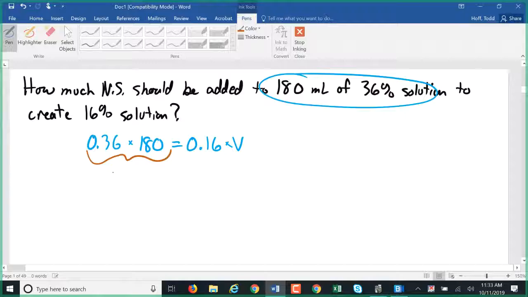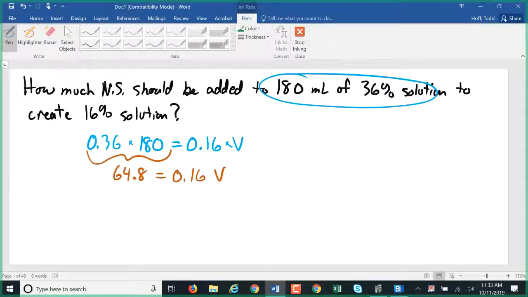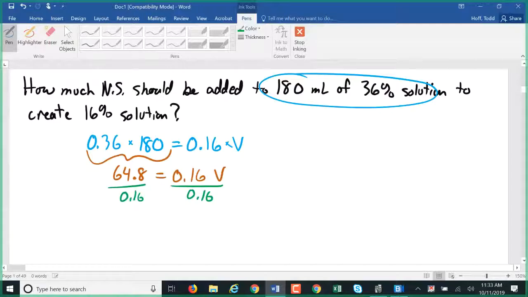0.36 times 180 is 64.8. Using the internal calculator, divide by 0.16 to solve. I get 405. My new volume.